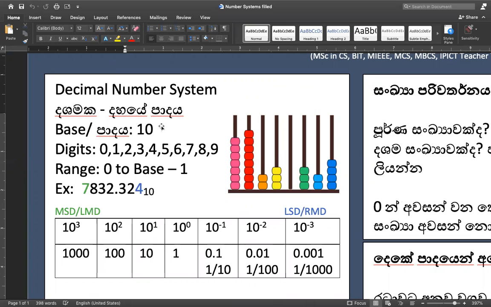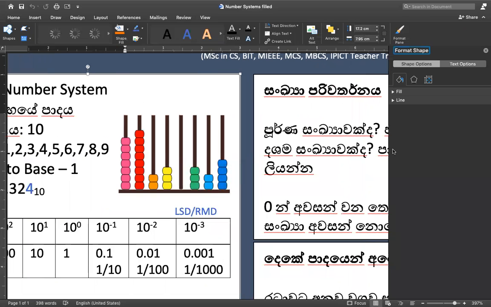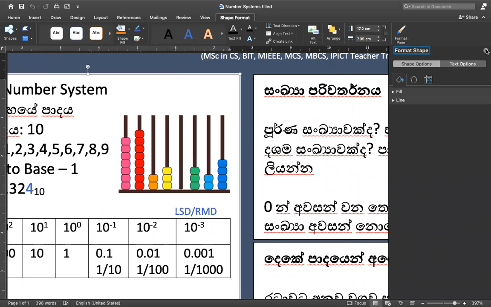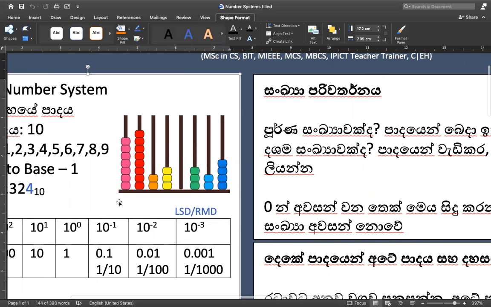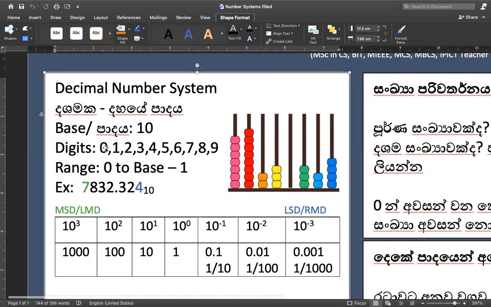The first example that we are going to learn is about the decimal number system. Decimal number system means the number system that we use in our usual life, on a daily basis. So in this number system, the base is 10. You have to write down these important terms. When it comes to the decimal number system, base is 10. And you also have to know the digits that we are going to use, 0 to 9.